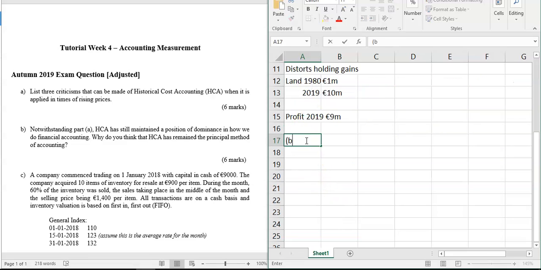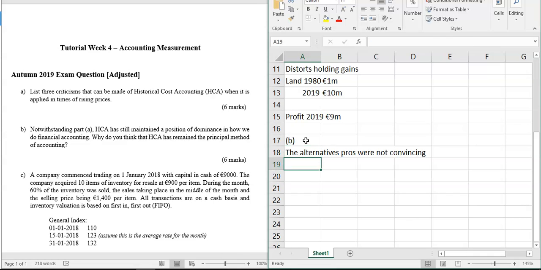The next one, part B, was looking at, notwithstanding part A, historical cost accounting has still maintained its position of dominance in how we do financial accounting. Why do you think historical cost accounting has remained the principal method? Well, one was the alternatives. I suppose the alternative pros were not convincing.